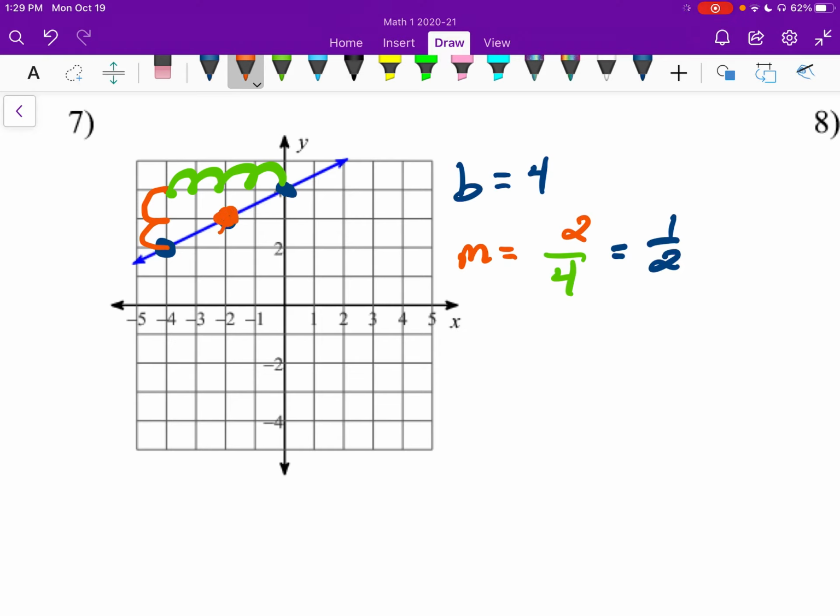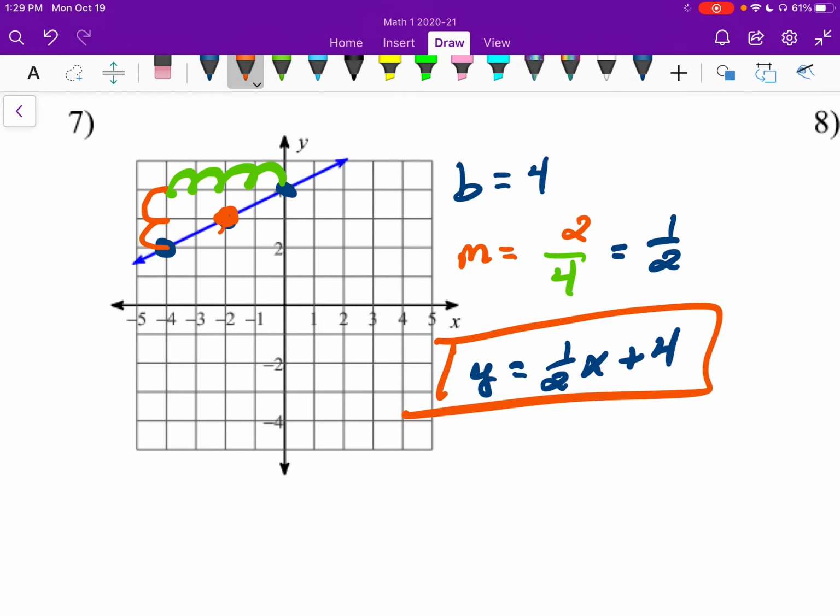Now, I don't really care which one you grab. I don't care how you do it. I just care that you get the correct slope. Okay, so you can grab either point, but just remember that if you're able to reduce, you need to reduce. So we've got y equals 1/2 x plus 4.